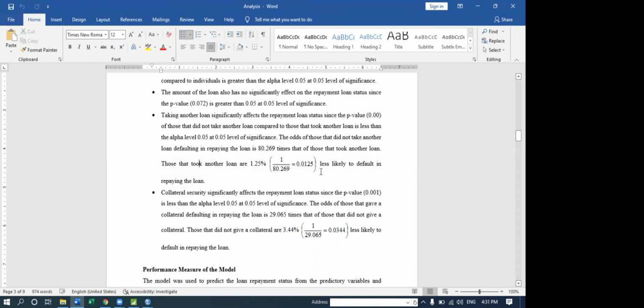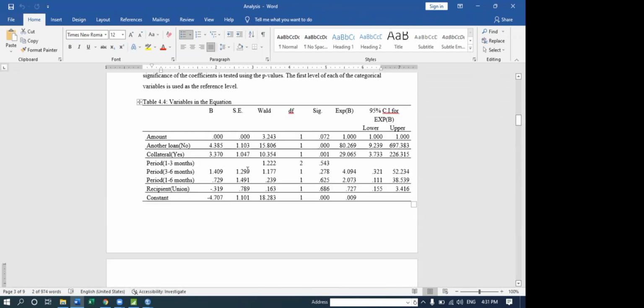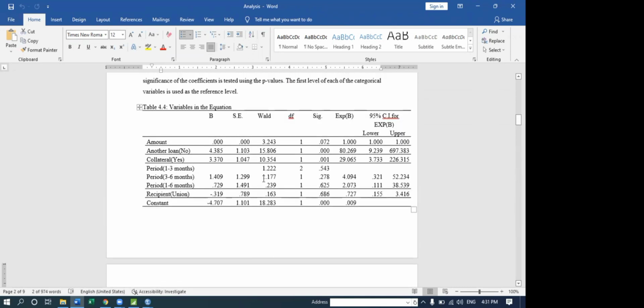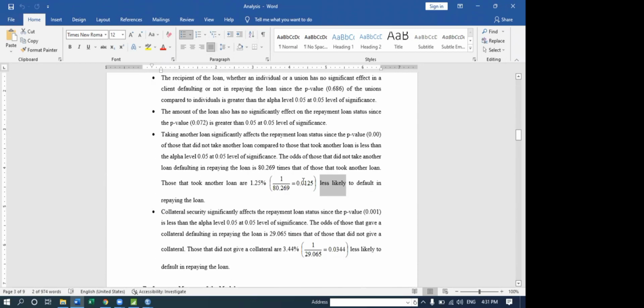Then how did I know that it is less likely? Sometimes it may be more likely. How did I know that it is less likely? After taking the reciprocal, the value here is less than 1. Because this value here is less than 1, it is less likely. If it is more than 1, it is more likely. If it is less than 1, less likely.